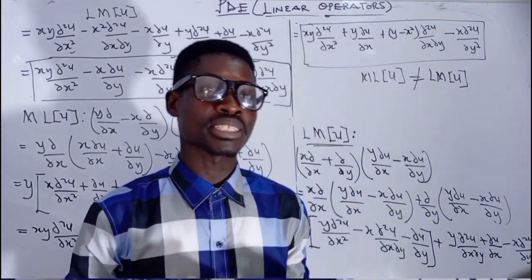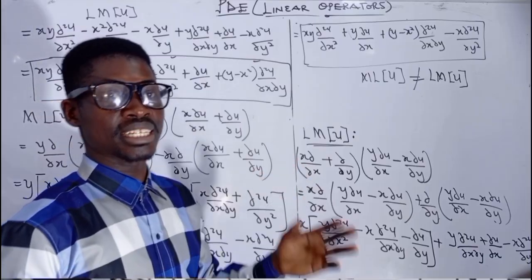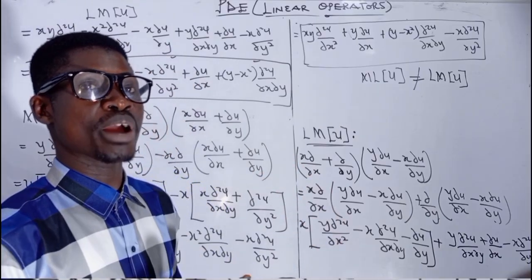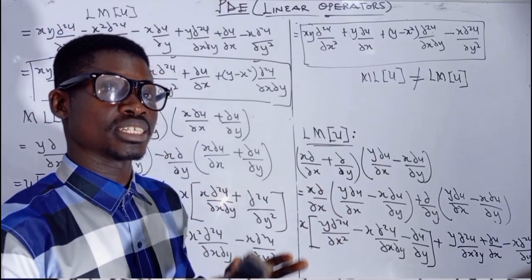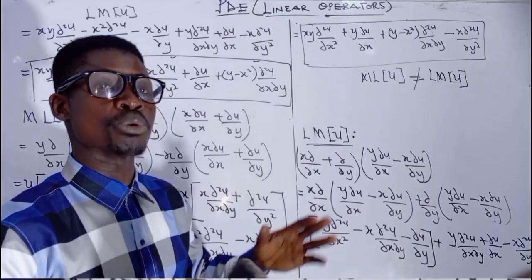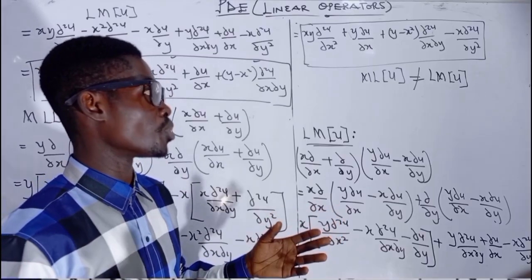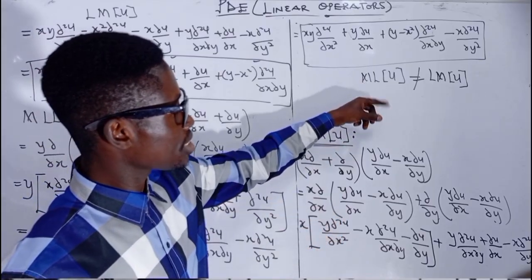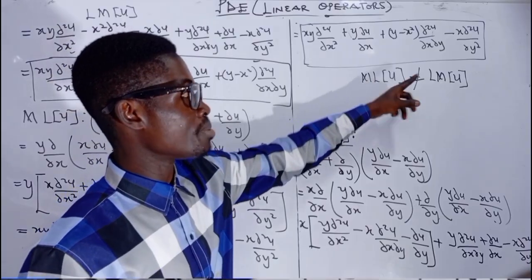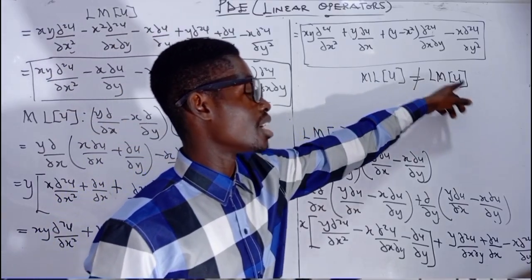So that is why we are saying that when you have linear differential operators with variable coefficients, these linear operators will not commute. The commutative property will not hold for them. So operating M on LU will not be the same as operating L on MU.